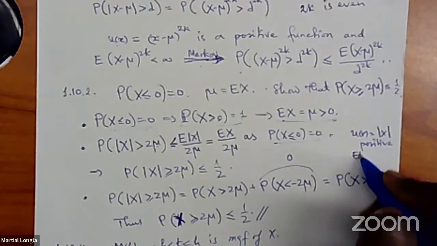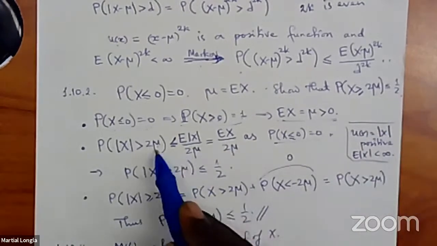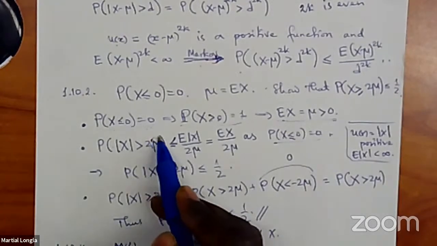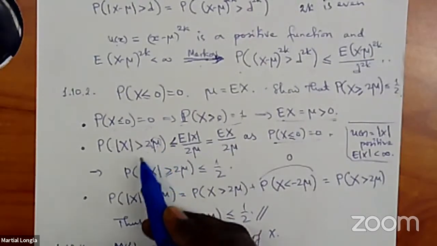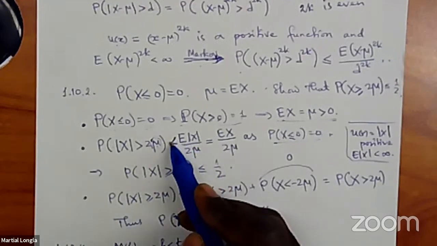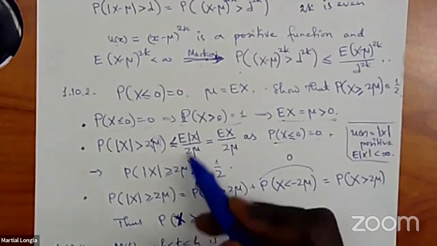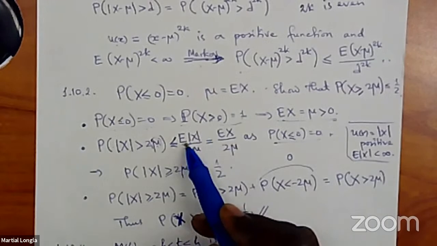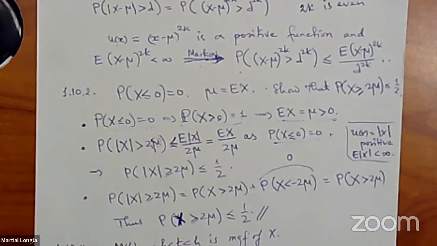and the expected value is finite. Therefore, the Markov inequality applies. And most of all, because this mu is not zero. Therefore, this probability is less than the expected value of the absolute value of x, by Markov inequality, over 2 mu, which was there. But I just showed that the expected value of the absolute value of x is equal to the expected value of x.